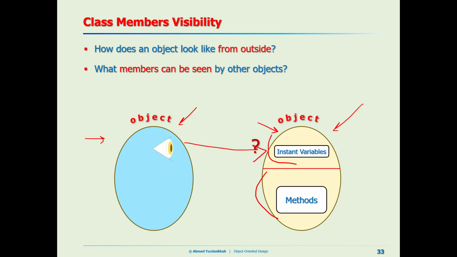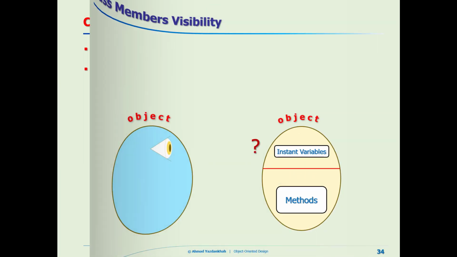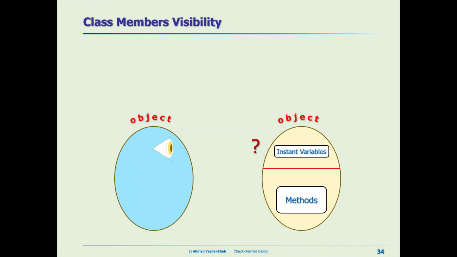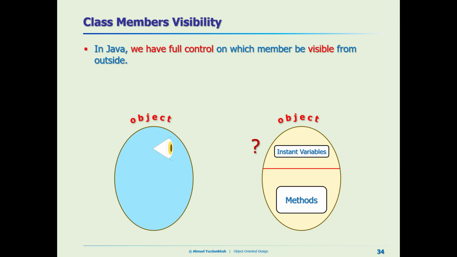All right. So in Java, we have full control to tune whatever we want to expose to the outside world. We have full control, and most of the other languages like C++ that support object-oriented programming have this feature as well. All right. So let's see what visibility we have.